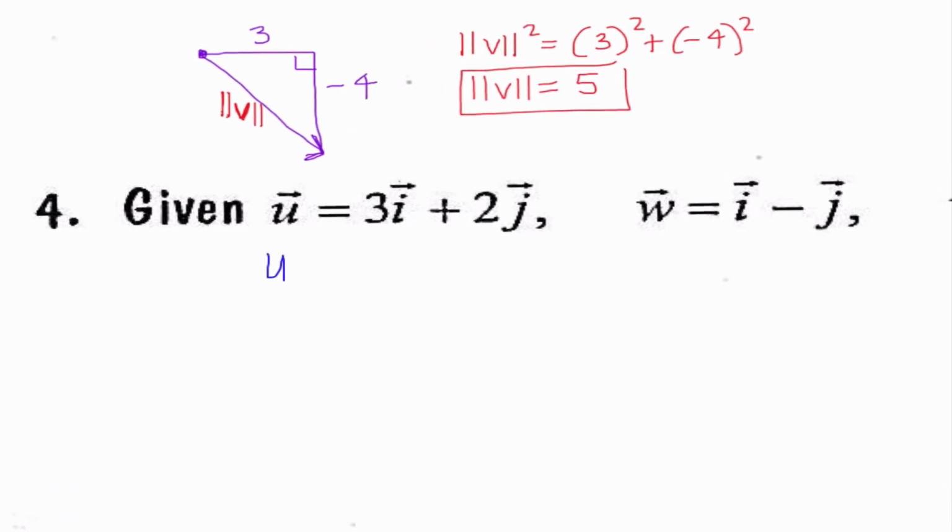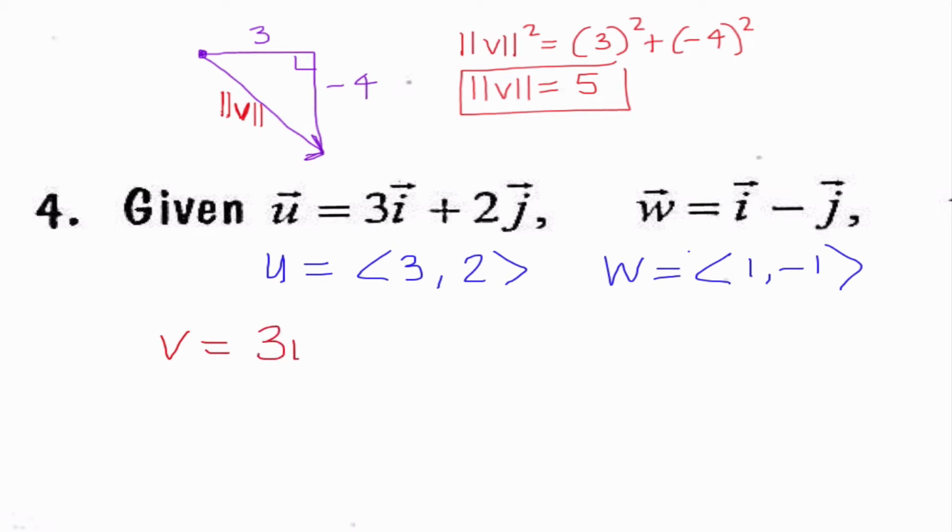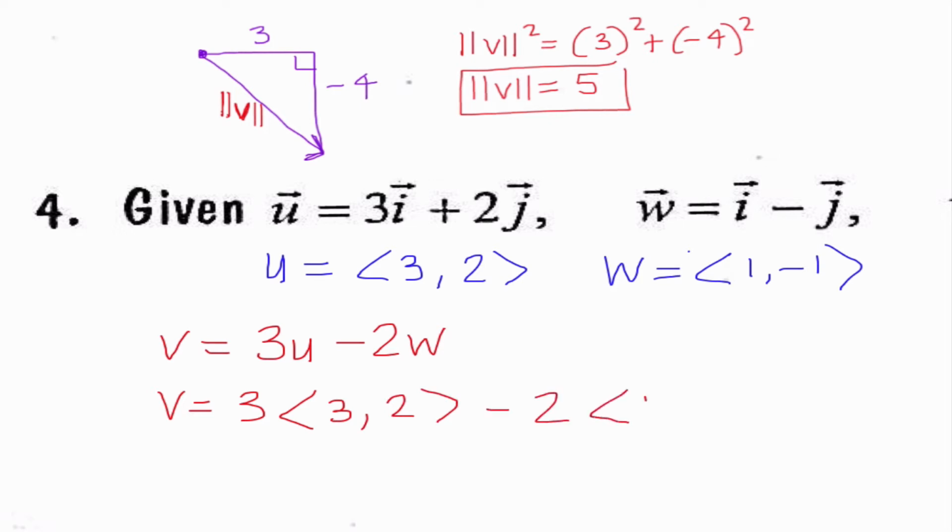have to deal with. The first thing I'm going to do is rewrite vector u as <3, 2> and vector w as <1, -1>. I just think it's easier for us to see it in that light. They tell us that vector v is 3 times vector u minus 2 times vector w. So I'm going to say vector v is 3 times <3, 2> minus 2 times <1, -1>.